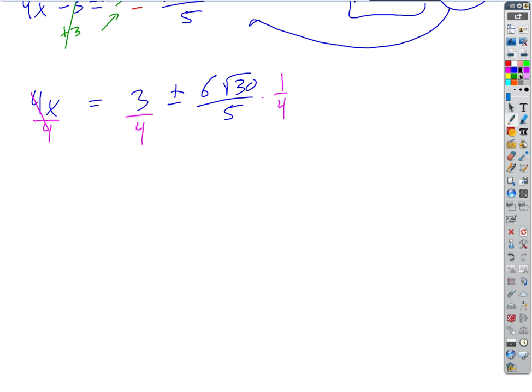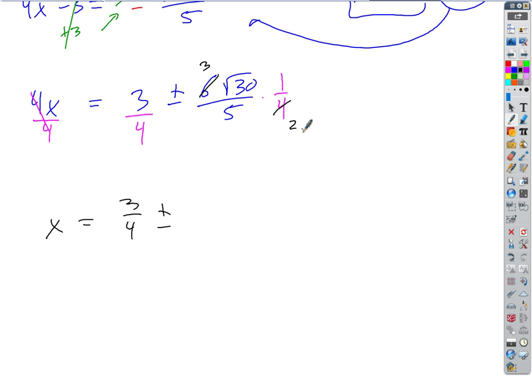So we got an x on this side, which is what we want. Gives me 3/4 plus or minus. If I just multiply straight across, now I could simplify something. You see it? Either have to do it now or later. The 6 and the 4, does that make sense? The 6 and the 4 are going to reduce. 6 over 4 reduces to 3 over 2, doesn't it?